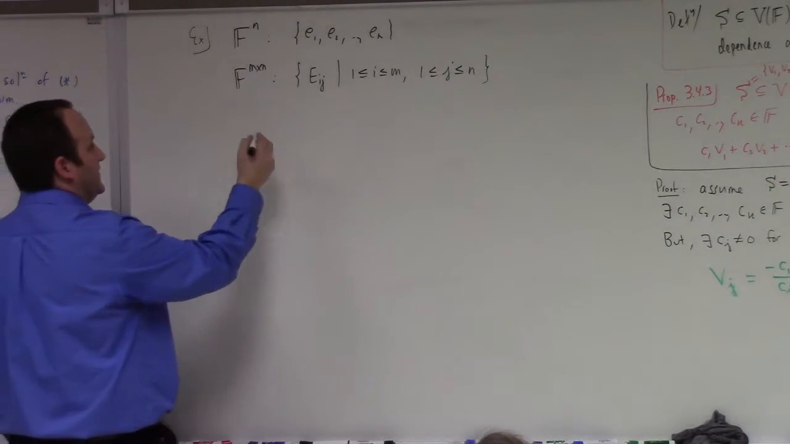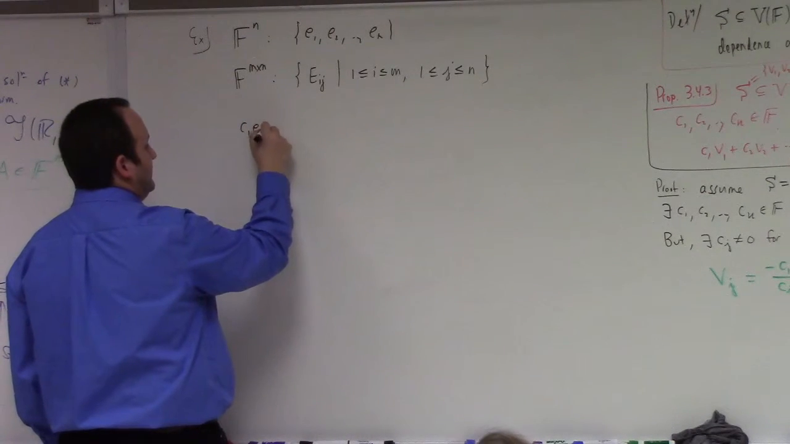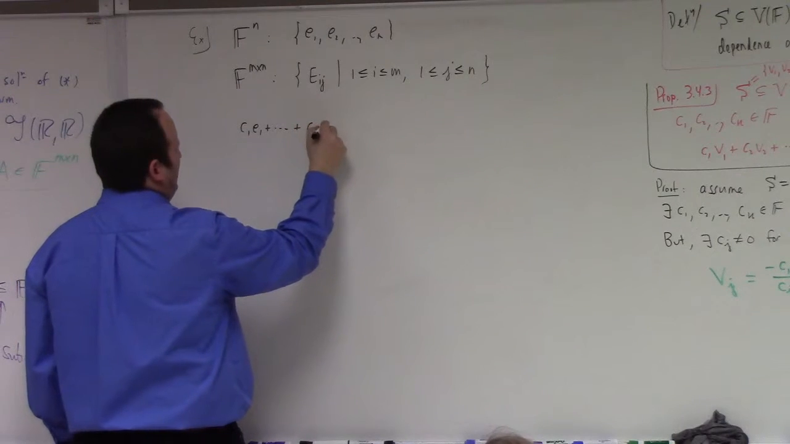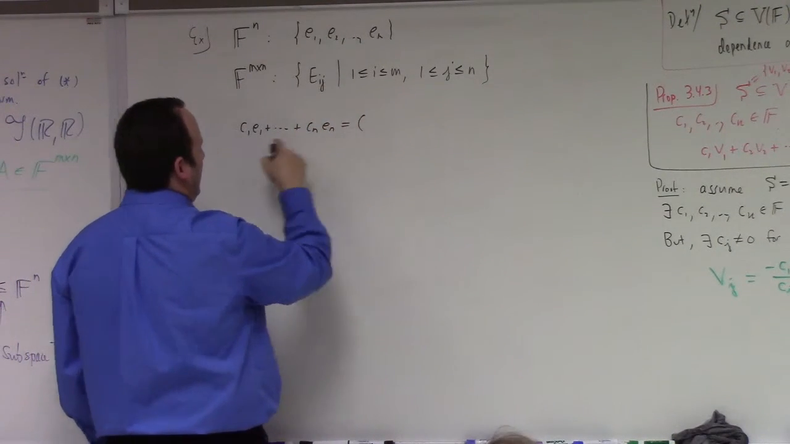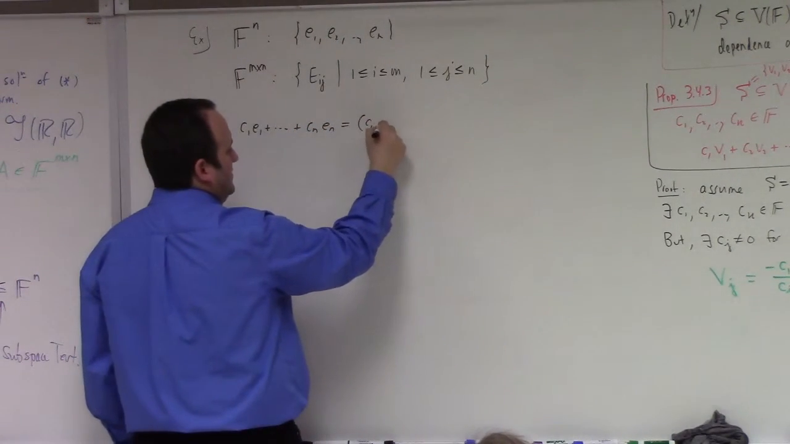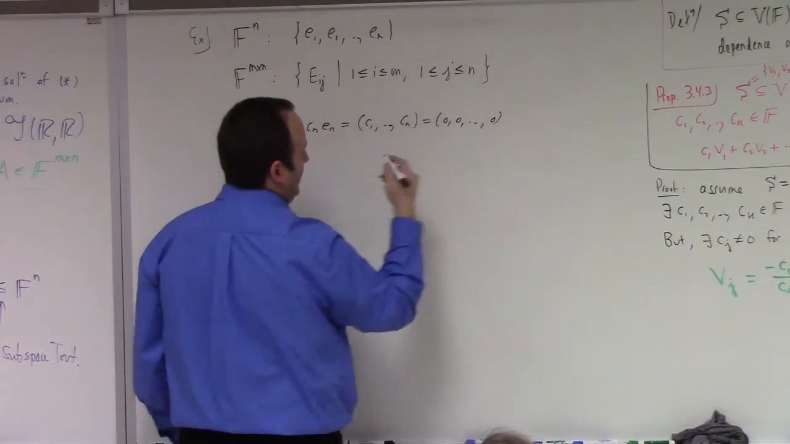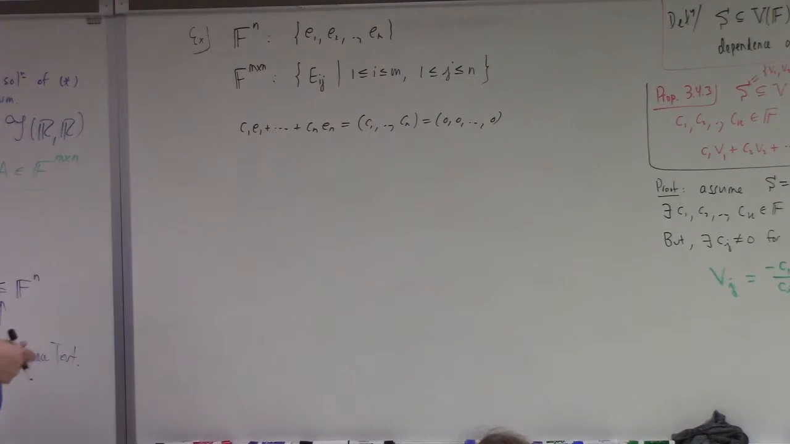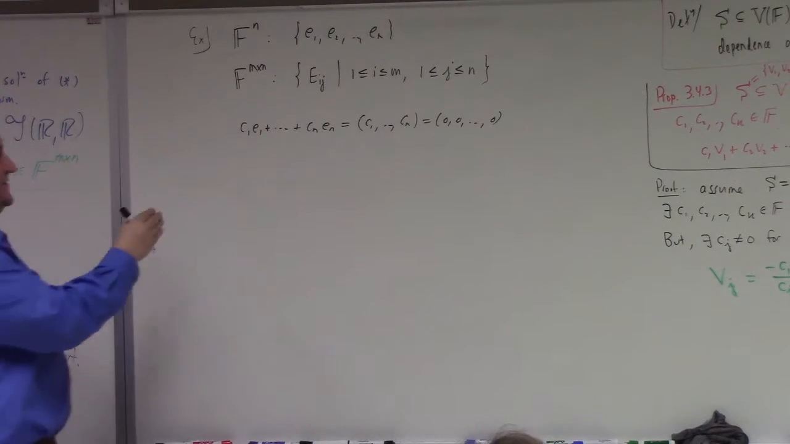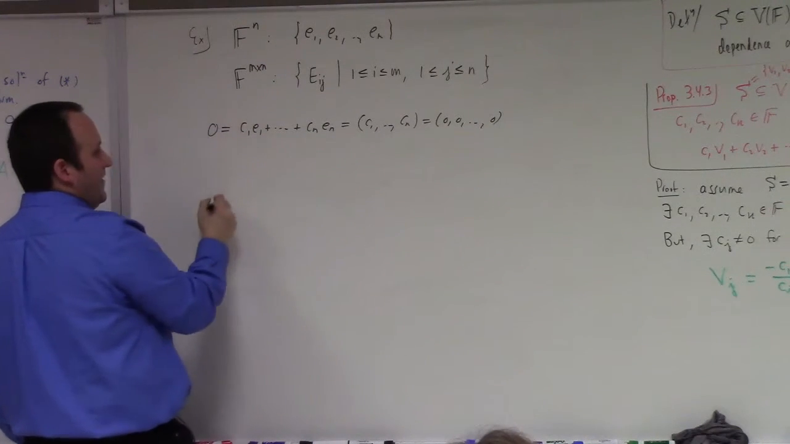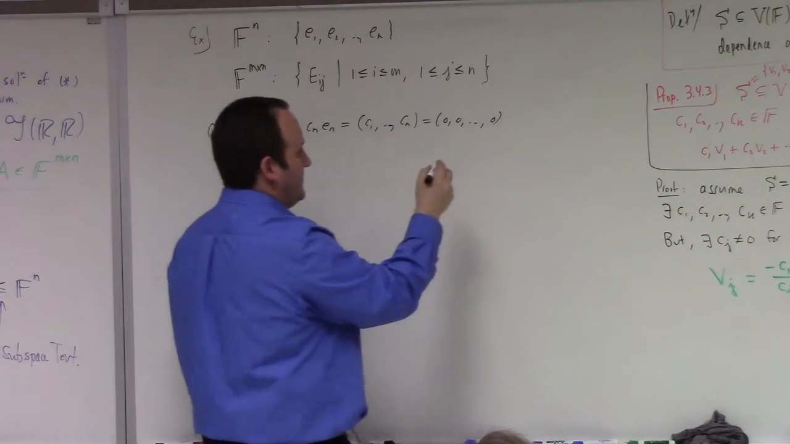You can see that pretty simply if I take C1 E1 plus, I think I talked about this the other day. I'm sorry, I'm repeating myself. Well, that's exactly the vector C1 through Cn, right? So if I set this as 0, it immediately implies what?